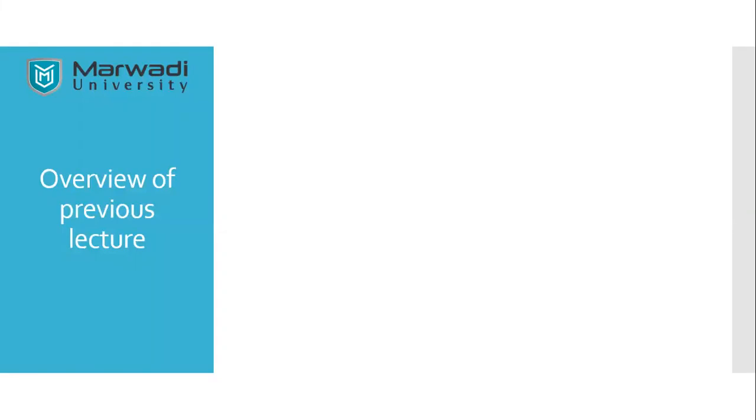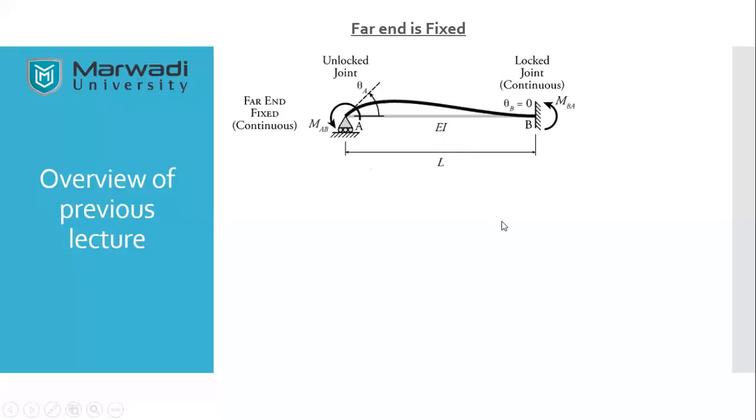In that we have seen two basic propositions. The first case was when my far end was fixed, and in the second case my far end was pinned or simply supported. So during both the cases, we have evaluated two things mainly. The first was the relative stiffness of the beam, and the second was the moment that was transferred to the opposite end when I was applying moment at my near end. So basically, these were the two things that we did.